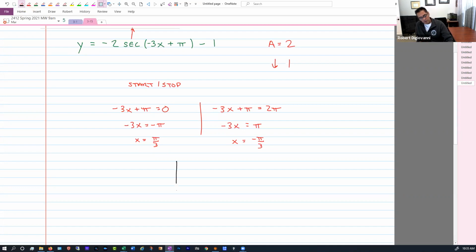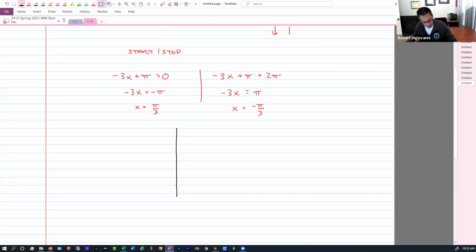Here comes my picture. Well, at least the beginning of my picture, all right? So I'm going to start at pi over 3 and end at negative pi over 3. So I'm going to put pi over 3 here, put negative pi over 3 here. Okay, so the good news here is that halfway in between is 0. I know that. And then these two I could find, I'll leave that to you. This would be pi over 6. This would be negative pi over 6.